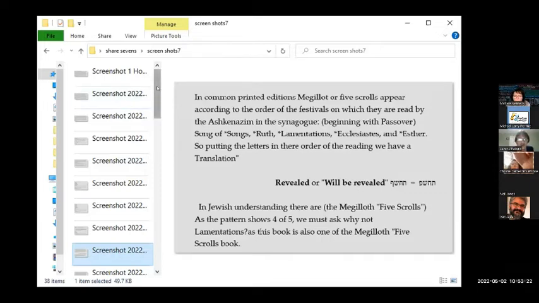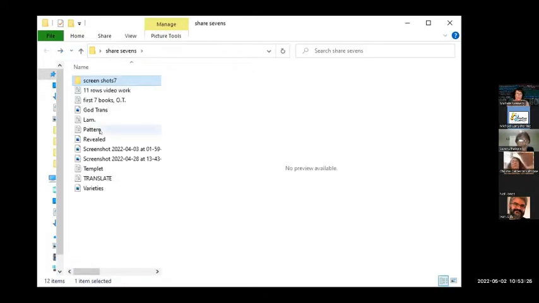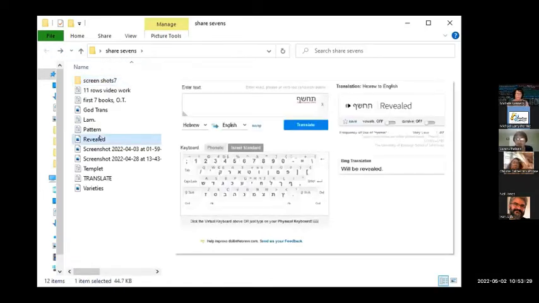Now, I took a screenshot of the, right here. You can see that it says revealed up here. And the Bing translation gives me will be revealed in Hebrew. And this is what the pattern's producing.